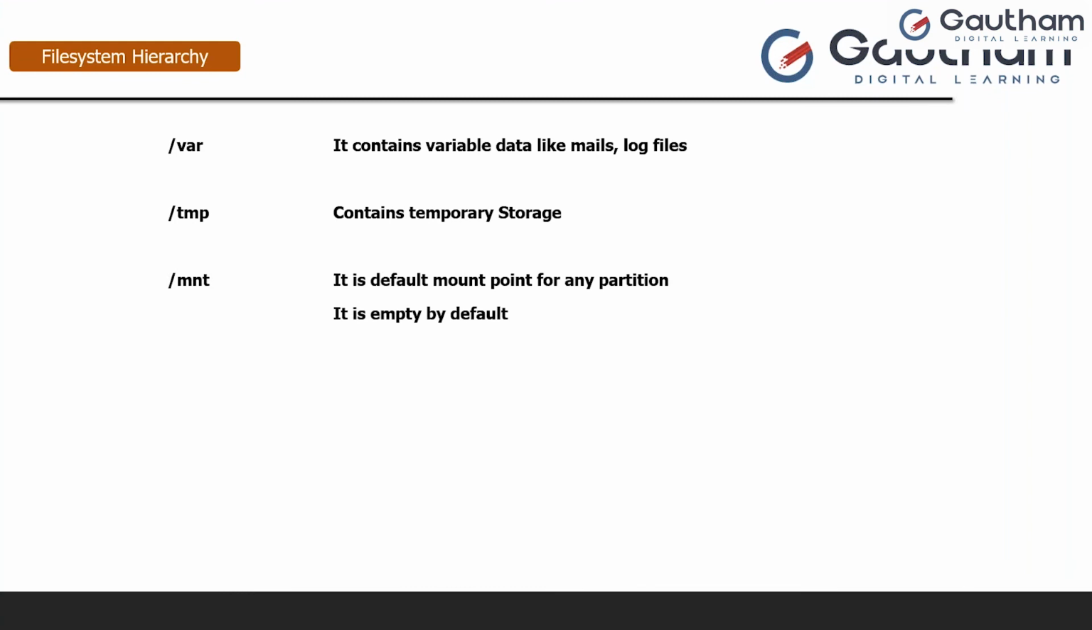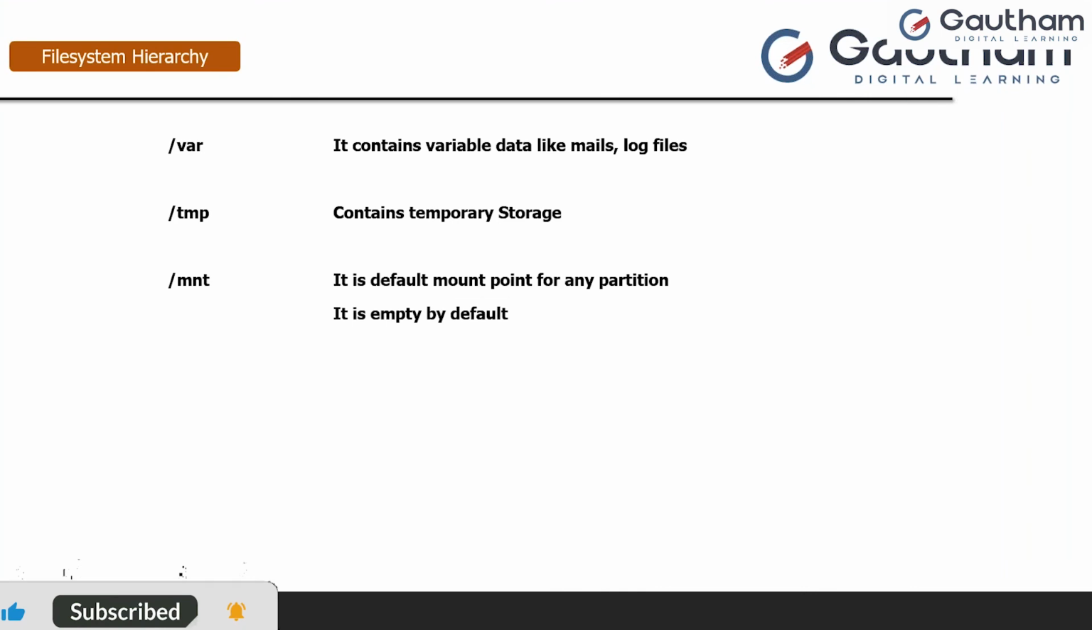MNT is a default mount point for any partition. Now we have to first study what is file system, what is partition, and there we will understand what is MNT. Now in a simple way, you can just understand that MNT is a place where all hard disk, internal hard disk can be accessed.